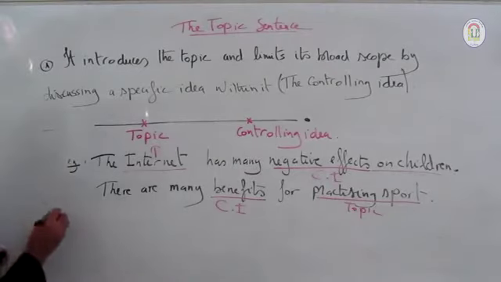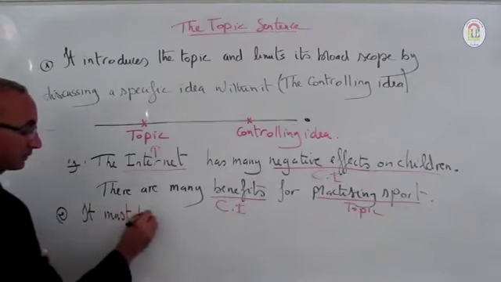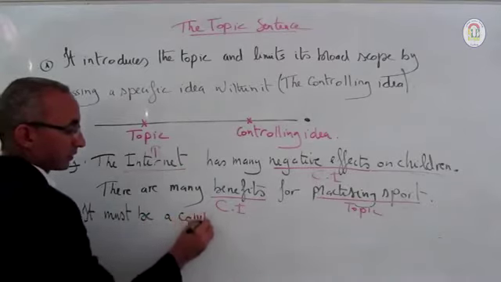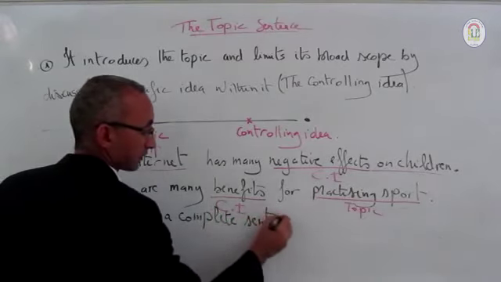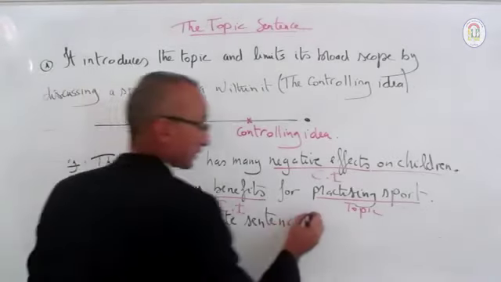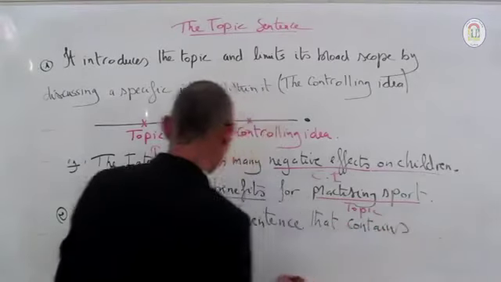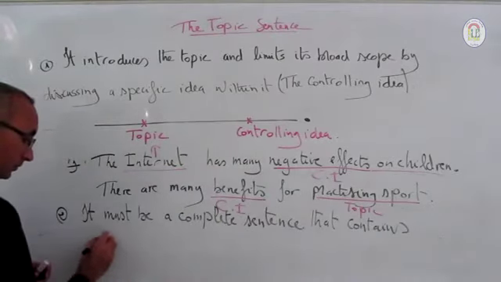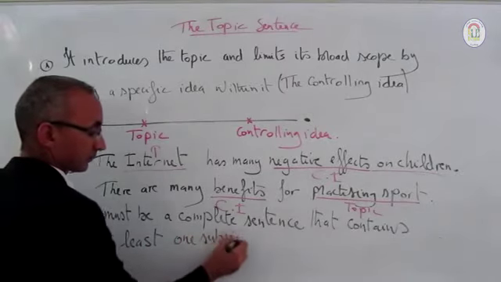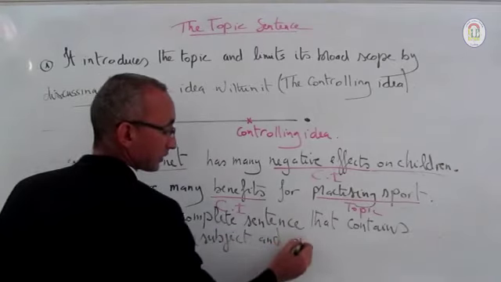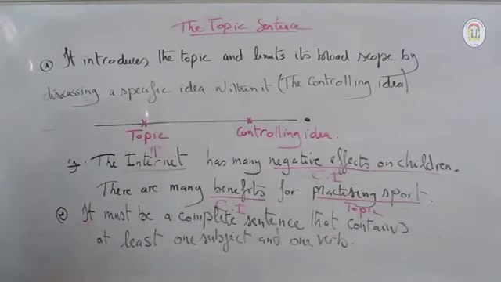We write here, number 2: it must be a complete sentence that contains at least one subject and one verb. One subject and one verb.